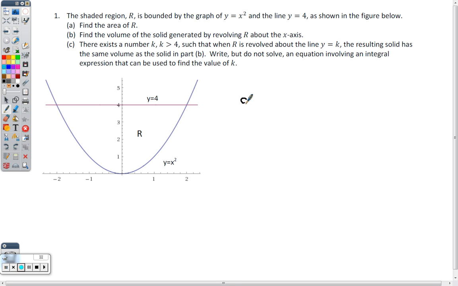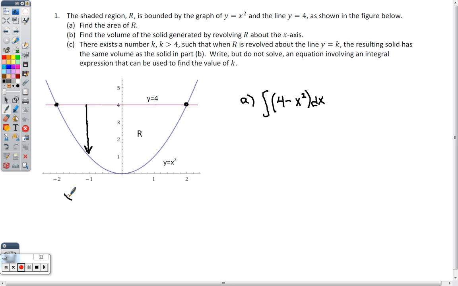To find the area, we need to decide if we want to integrate in x or in y. They've given us everything in x, so it seems like x is the way to go. We're going to draw an arrow going from our top function to our bottom function. If we're integrating in x, we point our arrow down to the x-axis. So our top function is 4 minus our bottom function, which is x squared, dx. And then we want our bounds, and remember we want bounds in x.